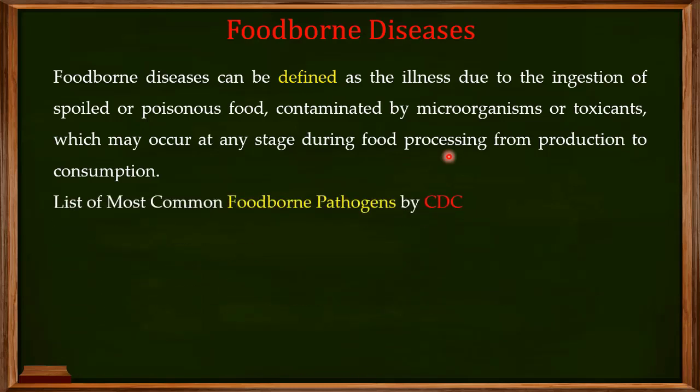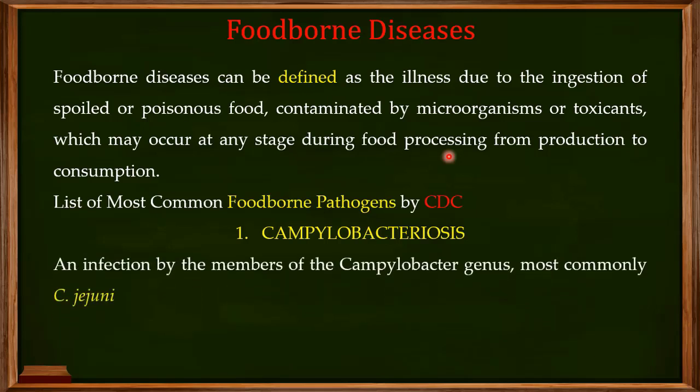And then I'll give you a list of the most common foodborne pathogens produced by the CDC, the Centers for Disease Control and Prevention. And the first example that we would see in the foodborne diseases would be Campylobacteriosis. This Campylobacteriosis is actually an infection caused by members of the Campylobacter genus, most commonly by Campylobacter jejuni.